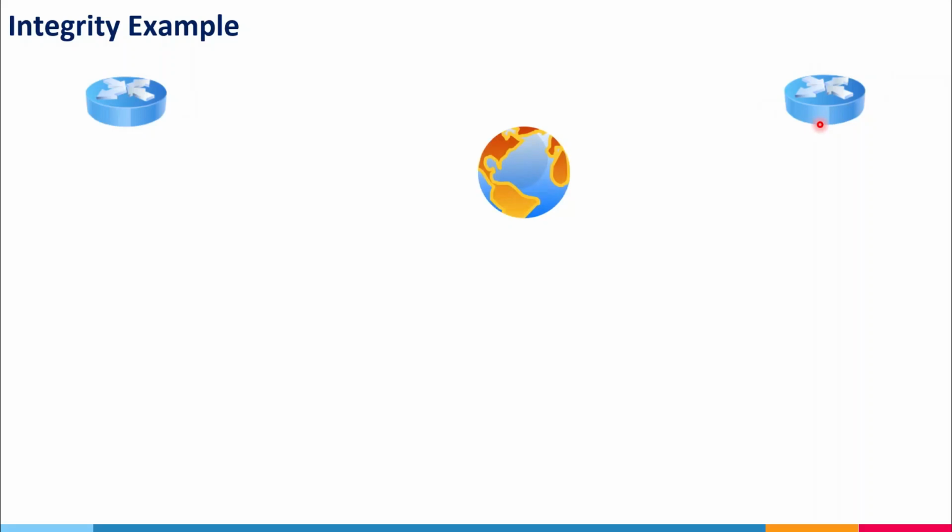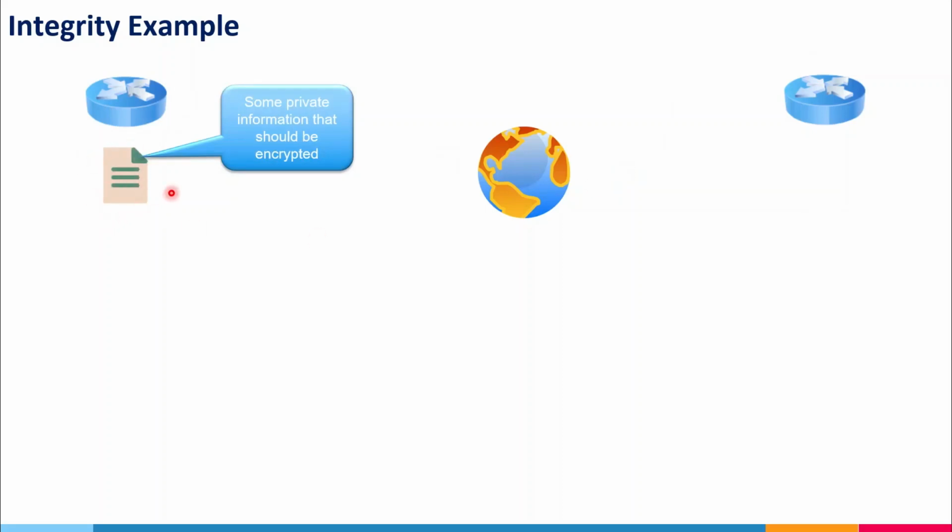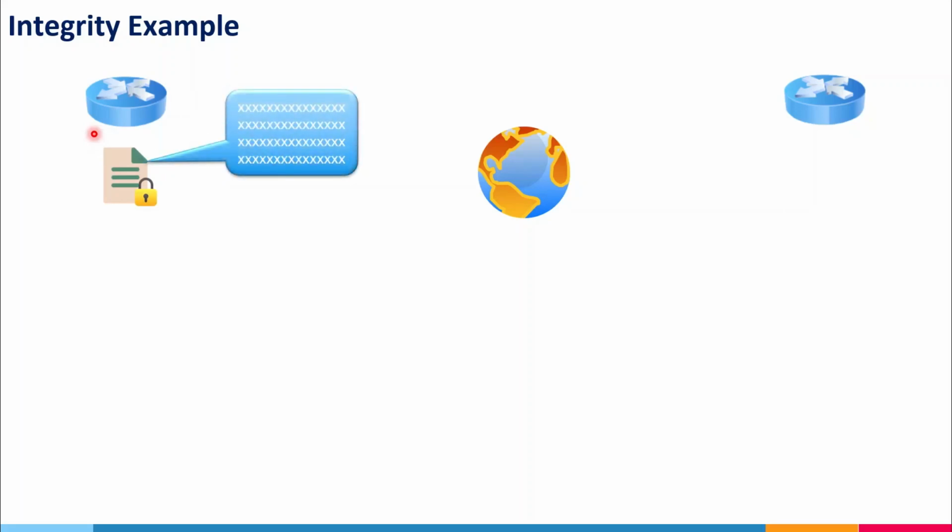Now let's understand an example of integrity, right? So we have two routers. One is the Cloudhub virtual private gateway, and this would be our on-premise gateway. Now they need to communicate over the internet securely. So here is a text, some private information that should be encrypted. So the Cloudhub router is going to send it. What it will do is encrypt the data, so it encrypts the data, and now it becomes ciphertext.